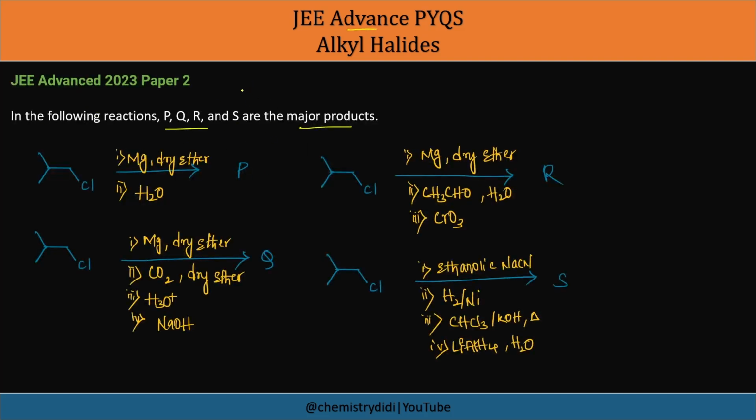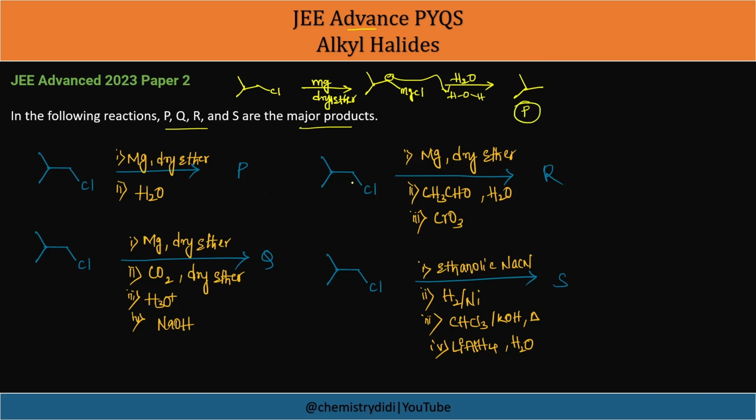Let's try to solve it here itself. It's easy only. The first one is Mg, dry ether, which will get converted to a Grignard reagent, one of the famous reagents, right? Then they have given hydrolysis. If they give hydrolysis, it acts like a base and will abstract one of the hydrogens, like you can write water like this. So we will get simply isopropane as the major product. This is our product P.